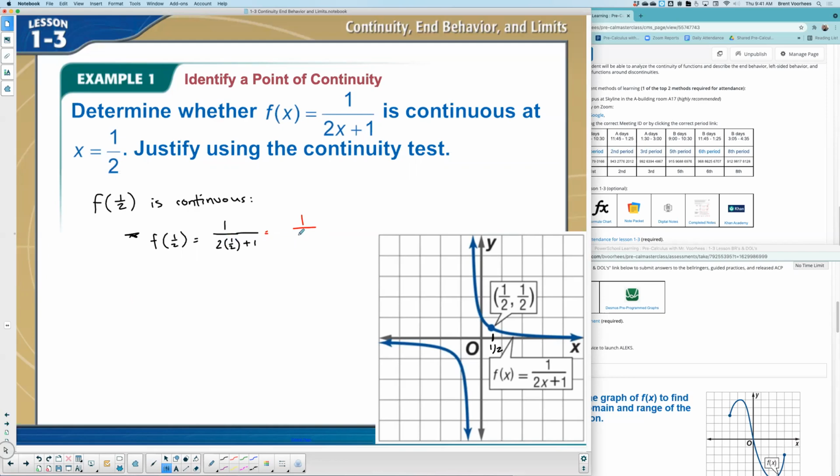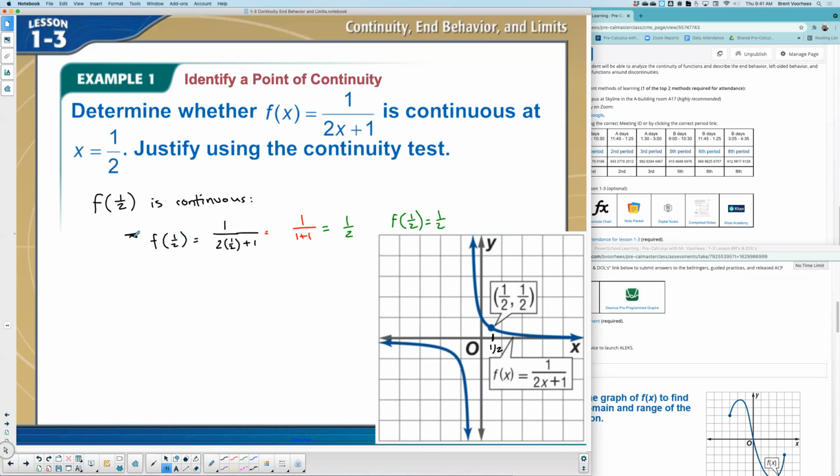2 times 1/2 is 1, so it's 1 plus 1, and that would equal 1/2. Okay, so we know that f of 1/2 equals 1/2. And that's what this point is. That's the x, that's the y.